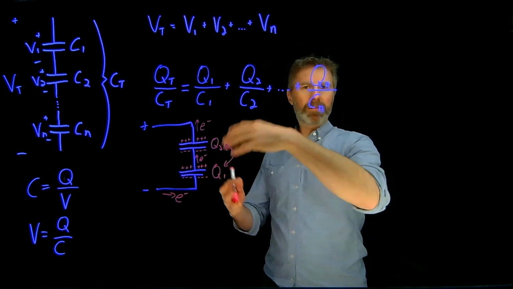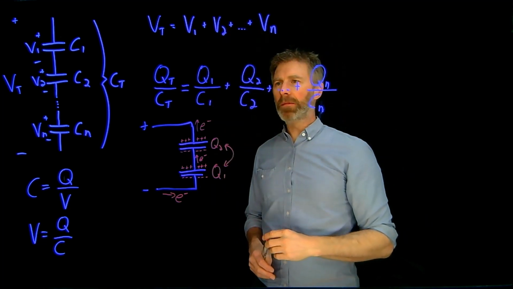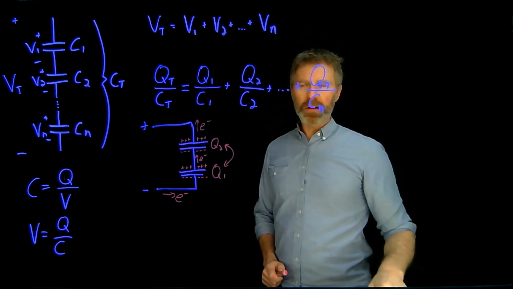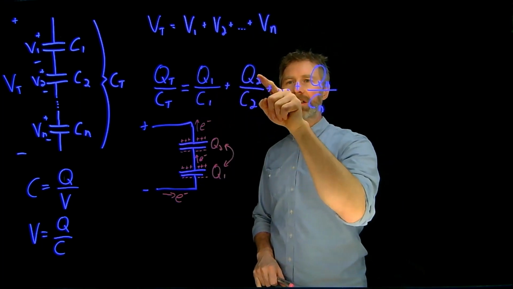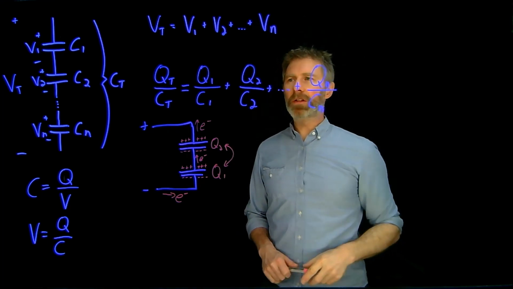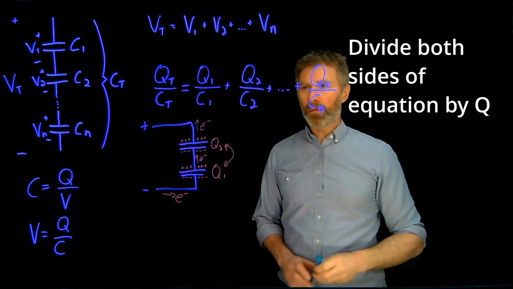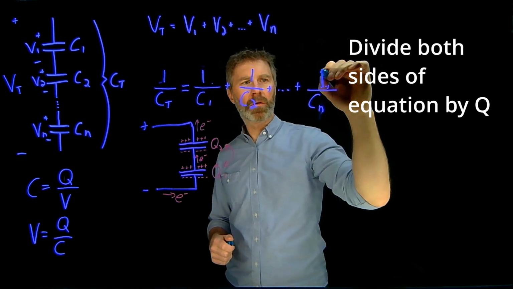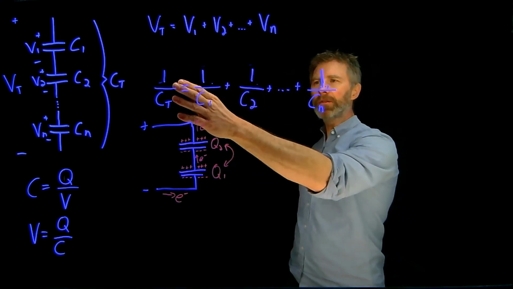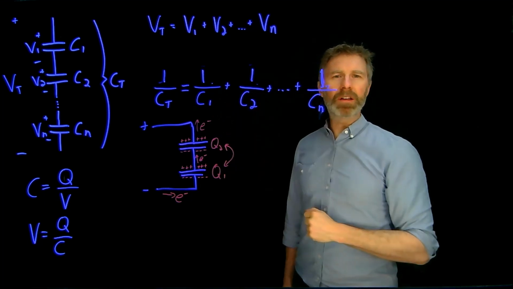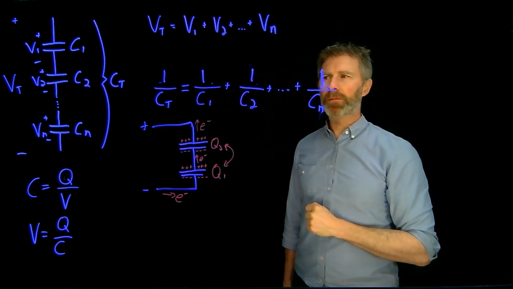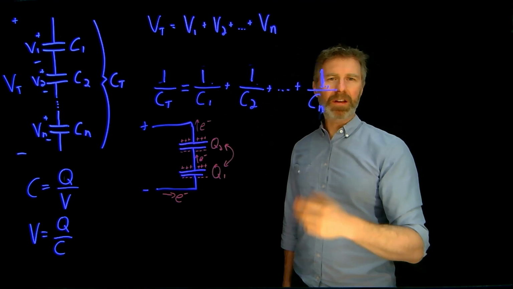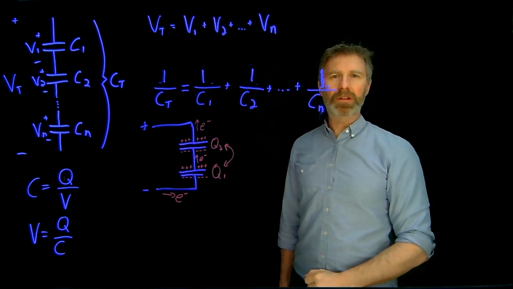You can expand this idea if you have multiple capacitors in series. No matter how many capacitors you have in series, the charges on each one of those capacitors are going to be equal. So that means QT is equal to Q1, is equal to Q2, is equal to all the charges all the way up to Qn. If we divide by that Q, we just cancel out all of those Qs. And we end up with this series equation that says the inverse of the total capacitance is equal to the sum of the inverses of all of the individual capacitors. This is really similar to the parallel resistor equation, and the calculations are done the exact same way, except this time it's with series capacitances.